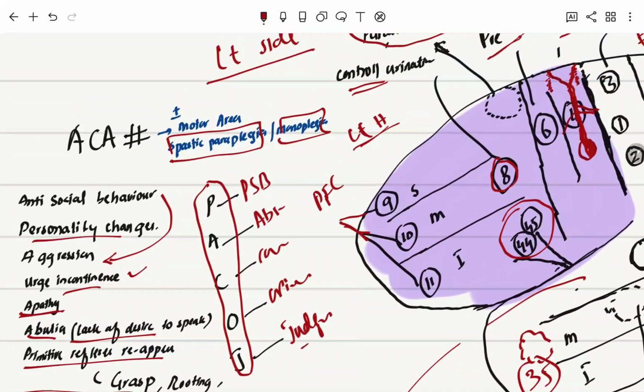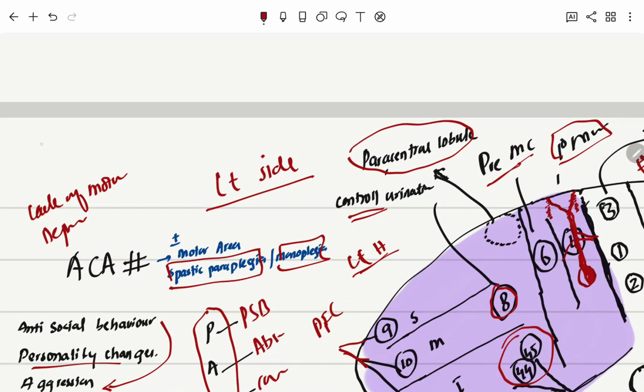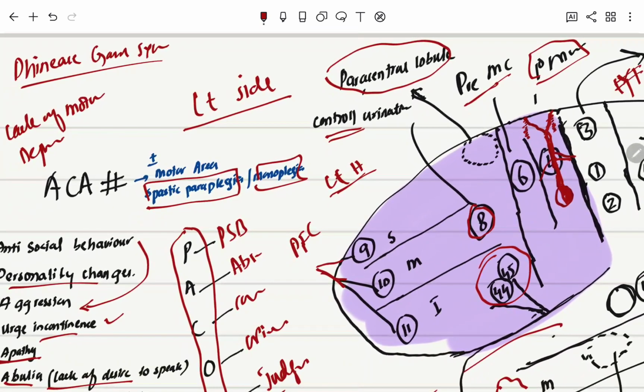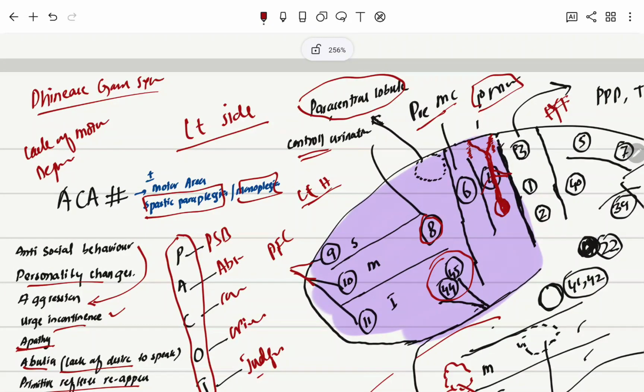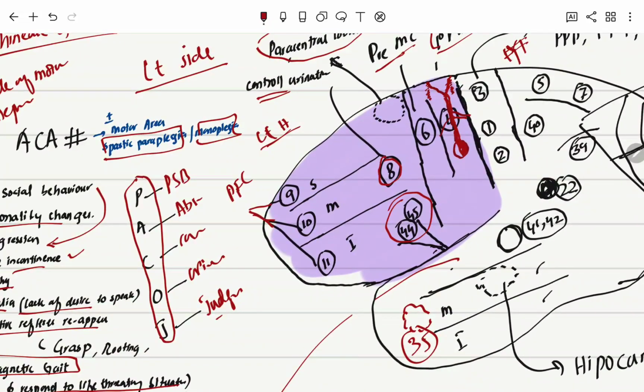So along with these features, the patient is going to have lack of motivation, right? The patient is going to have depression-like features. So all of these are collectively called the anterior cerebral artery syndrome. Right? So this is what happens when we block the anterior circulation of the frontal lobe, right?